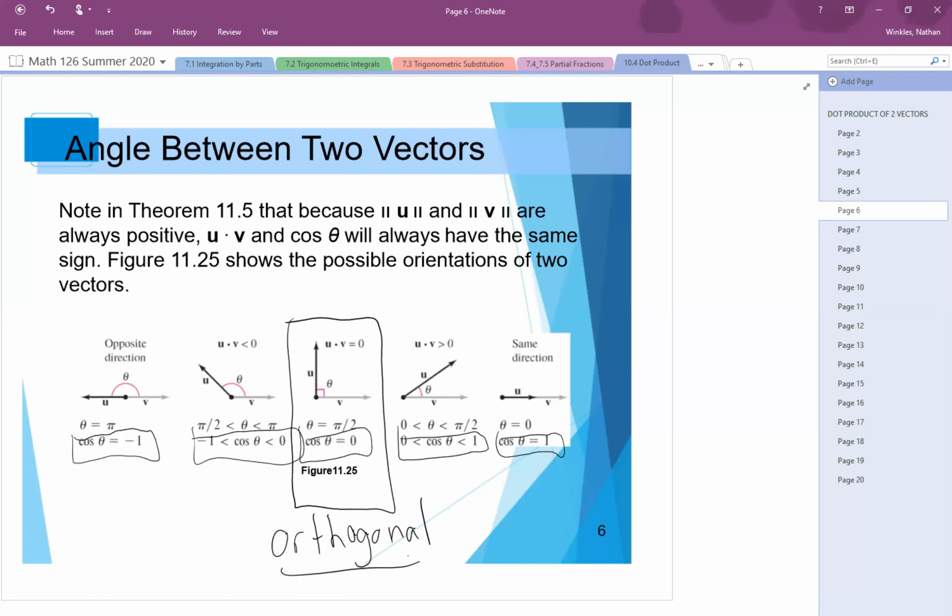If u dot v is greater than 0, theta would be greater than 0 and less than pi over 2. Cosine of theta is greater than 0 and less than 1 in this case. If our two vectors are going in the same direction, then that means that theta is going to equal 0 and cosine of theta is equal to 1. So we have to be able to pay attention and understand our orientation of what we are looking at if we're given a picture. If we drew it out, what would we be looking at, because that would help us figure out some different items.